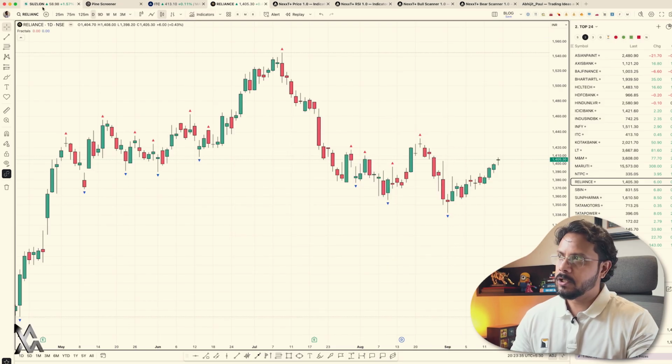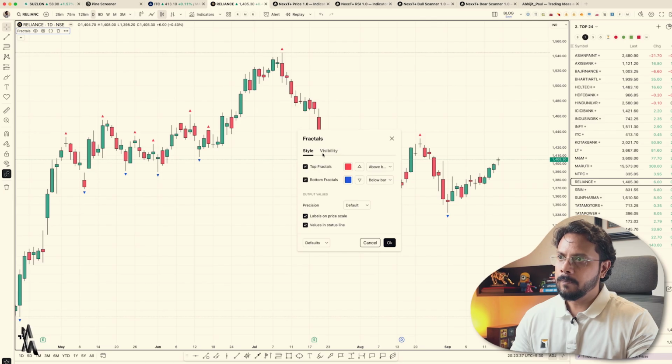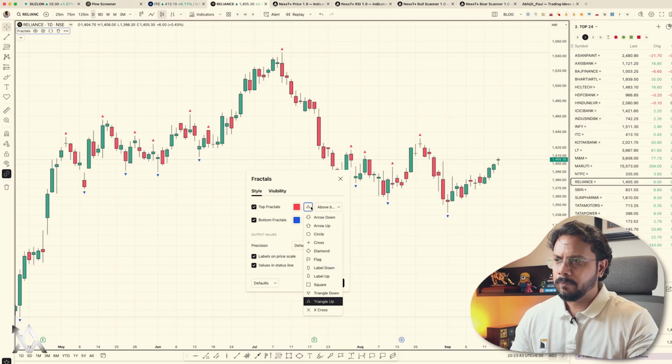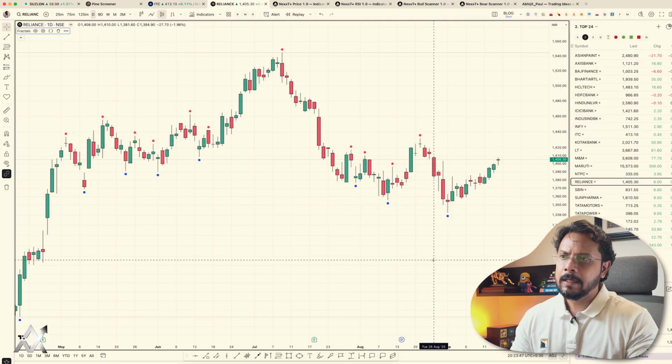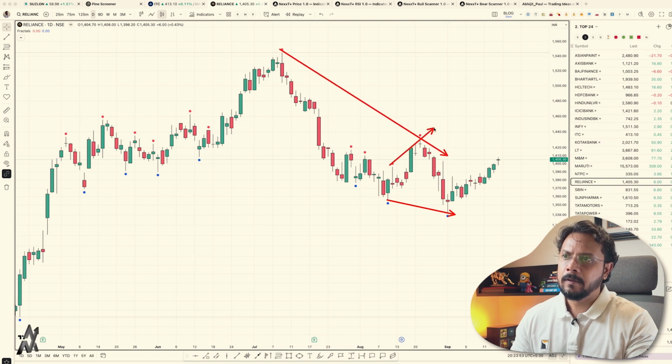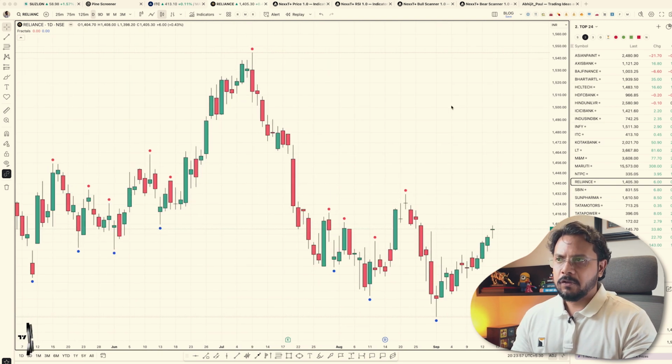These arrows are much smaller. And there you go. These are the fractal highs and fractal lows. Now, together we can make some sense that, listen, whenever I'm planning to draw a line, I'm going to draw and join these fractal highs only. Then there'll be some meaning to it. So let's try and do this together.